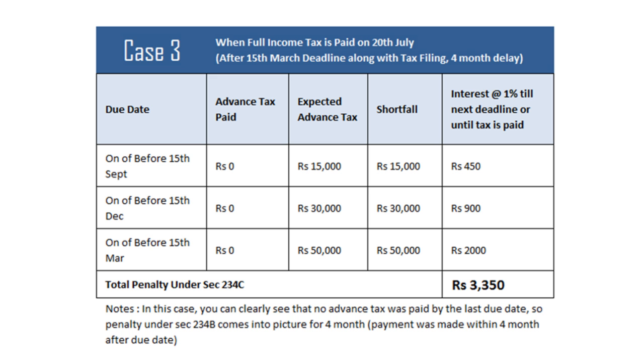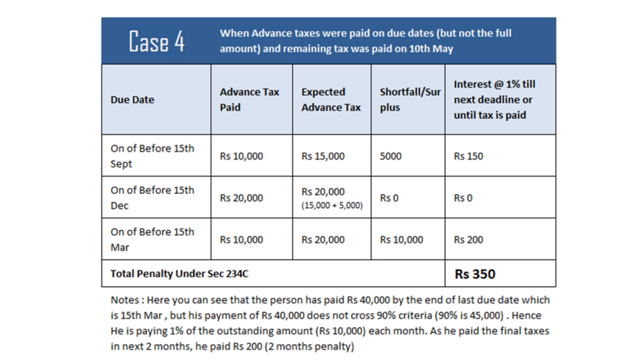This is the penalty. And now let's see the last case where we assume that he pays some advance tax in between. Okay, so let's say he pays his advance tax of 10,000 rupees. He pays 10,000 rupees on 15th of September or before that. Now here the expected advance tax was 15,000 rupees. So there is a shortfall of 5,000 rupees. So if you calculate the interest in a similar manner, it will be 50 rupees per month, and for 3 months it would be 150 rupees.